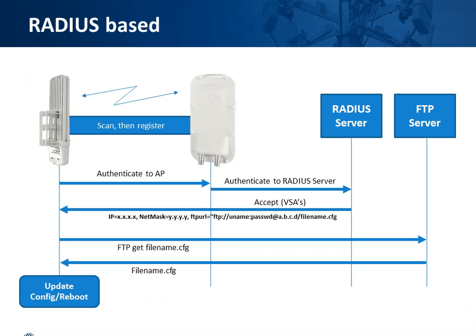And this, again, is fairly simple. We scan and authenticate to the AP. If that selection is enabled, where it bypasses the authentication, then it'll connect, register, and then authenticate to the Radius server. The acceptance message from the Radius server will include the VSA that has the download file name. Then it'll allow the SM to go get that file, retrieve it, update, configure, and reboot, just like in the DHCP case.